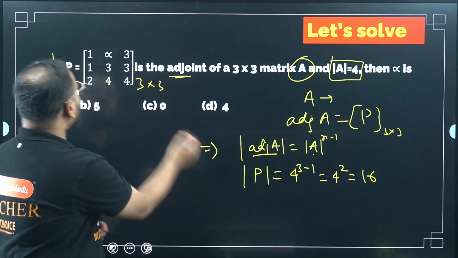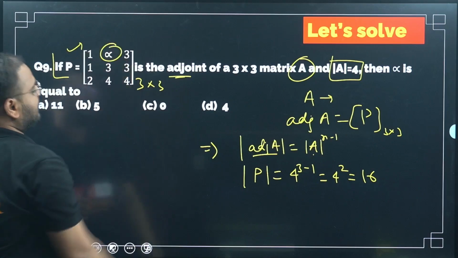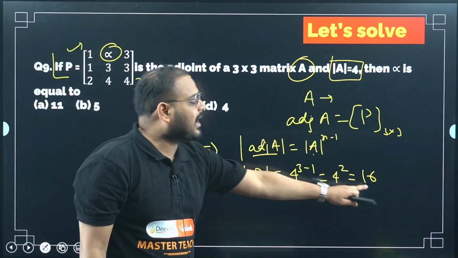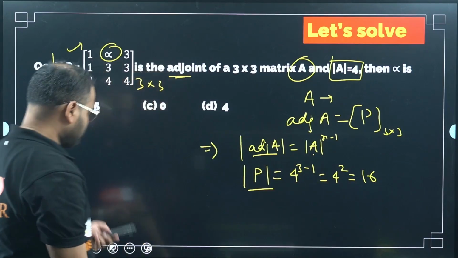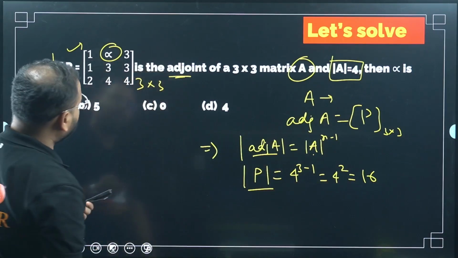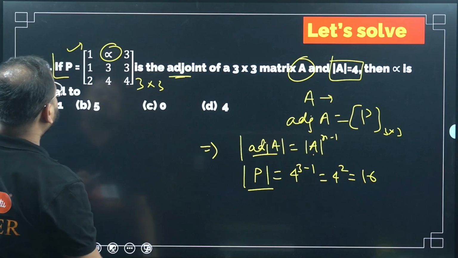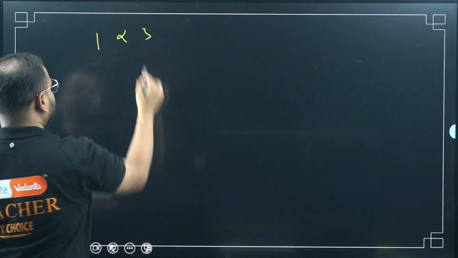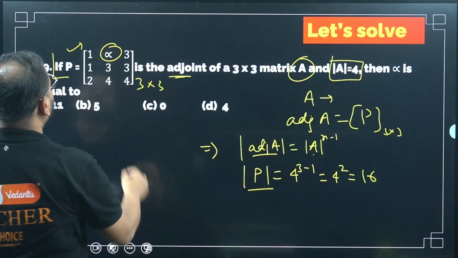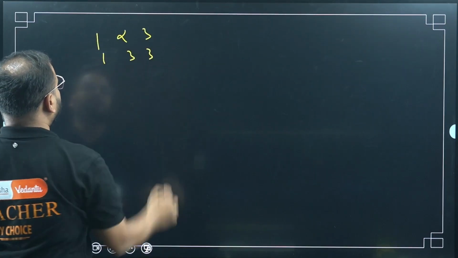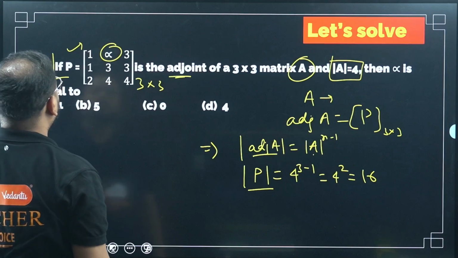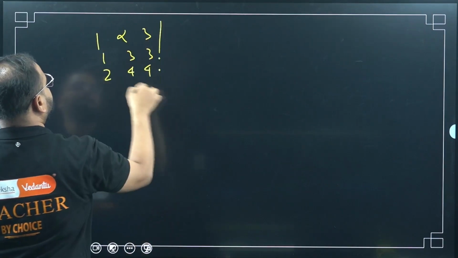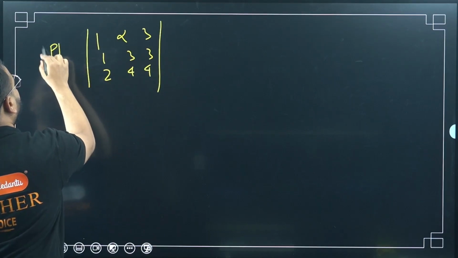Now check here. P you know in terms of the variable alpha. If I find this P determinant, I'll get a relation in alpha. I have that equal to 16. I can solve it. Please check. So let me write this matrix. 1 alpha 3. 1 3 3. 2 4 4. This is my P.